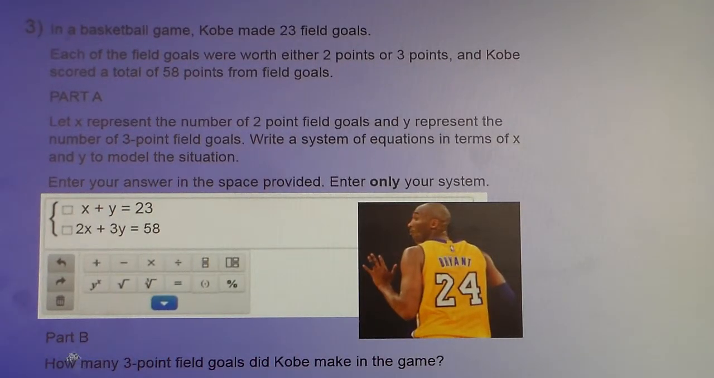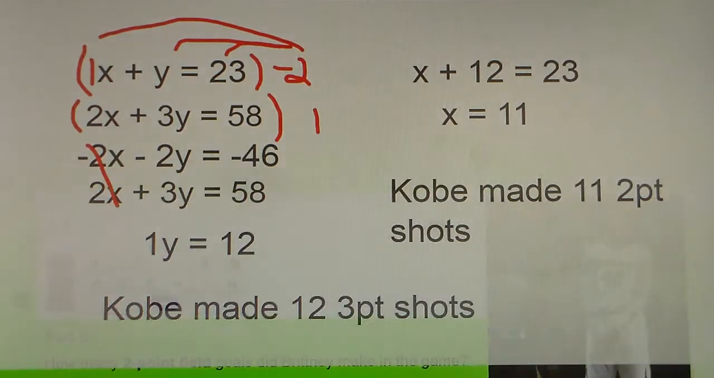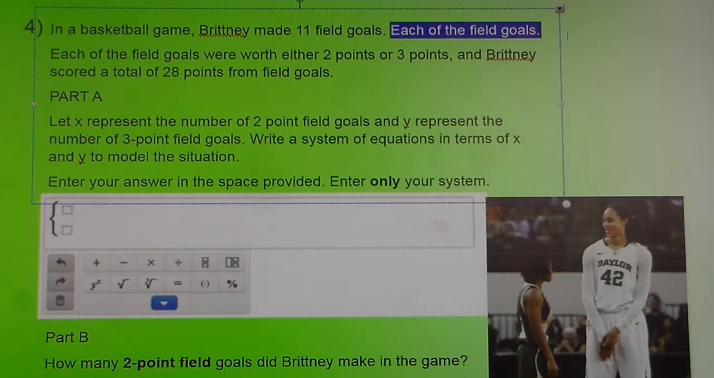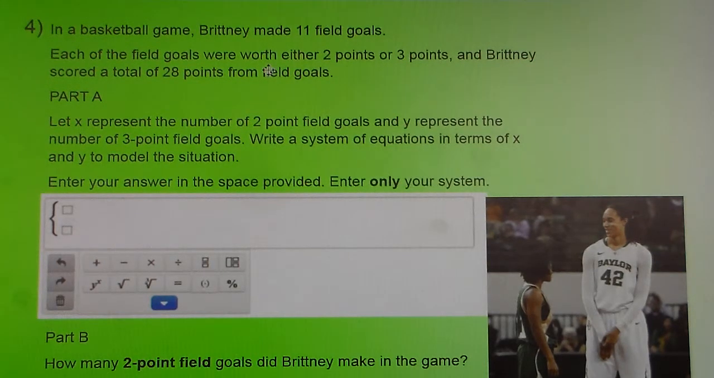I'll do one more, then we'll be done. So number 4. In a basketball game, Brittany made 11 field goals. Each of the field goals was worth either 2 points or 3 points. And Brittany scored a total of 28 points from field goals. It's Brittany from Baylor. Very good basketball player. Let X represent the number of 2-point field goals and Y represent the number of 3-point field goals. Write a system of equations in terms of X and Y to model this situation.